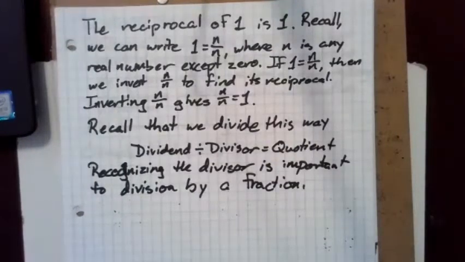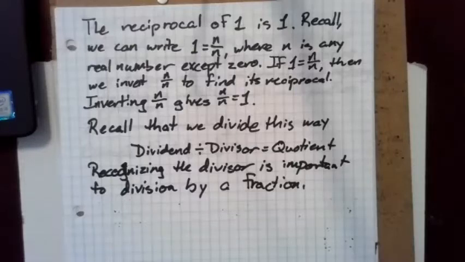The reciprocal of 1 is 1. Remember that we can write 1 equals n over n, where n is any real number except 0. If 1 equals n over n, then we invert n over n to find its reciprocal. Inverting n over n gives n over n, which is equal to 1.